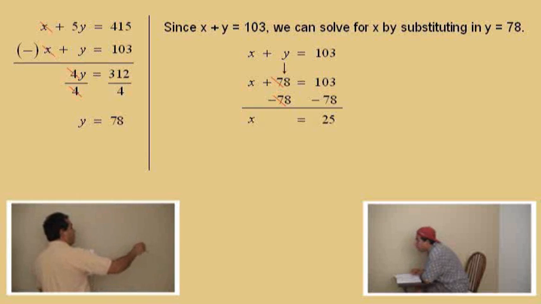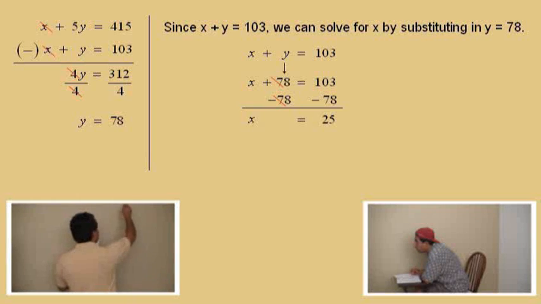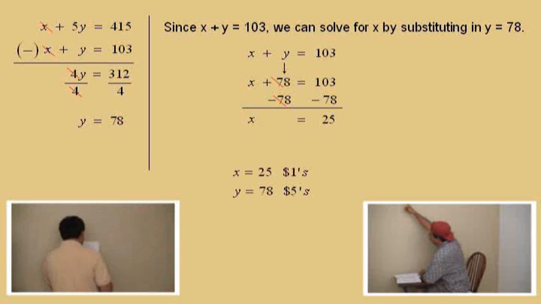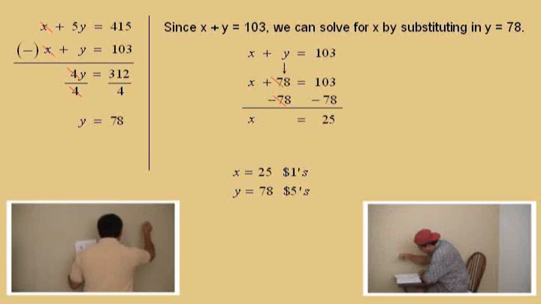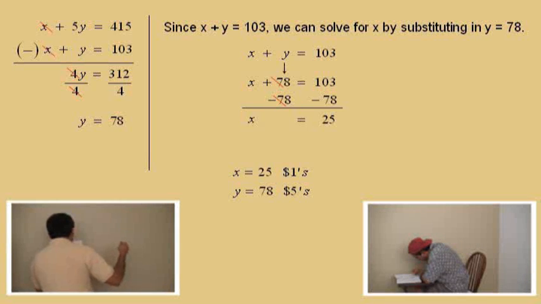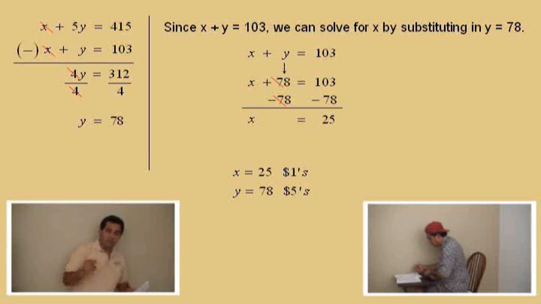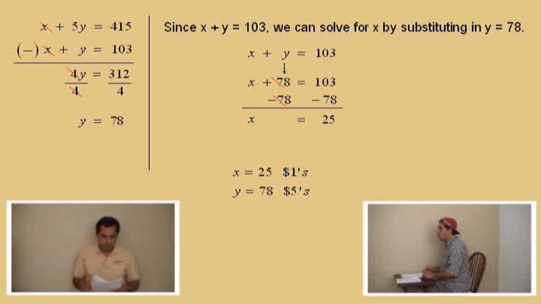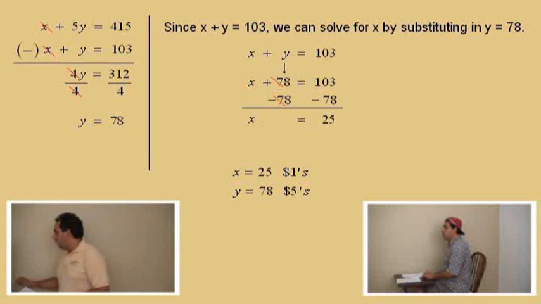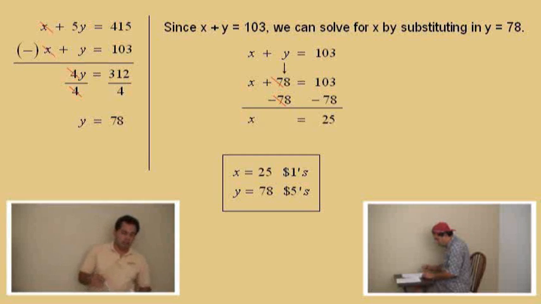And remember, our result is that there are 25 $1 bills and 78 $5 bills. Obviously, if you were to add up all the bills, you should get 103, and if you calculated your total value, you should end up with $415. Very nice. Don't forget to circle your answer. Okay, now we're going to go to the candy store problem.